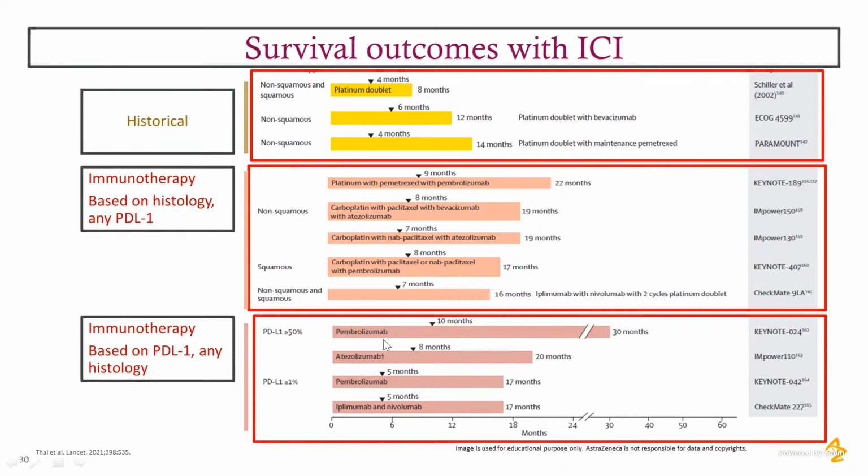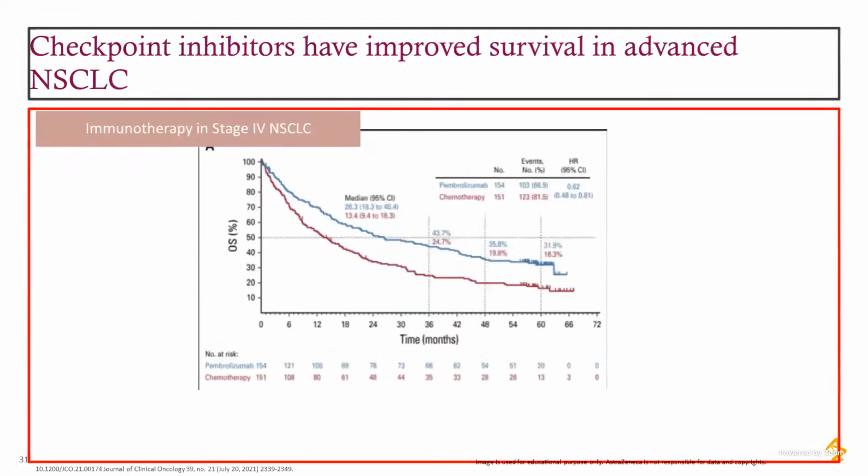Immunotherapy based on PD-L1 and any histology, we can see here that with PD-L1 greater than 50%, single agent pembrolizumab, overall survival has improved to 30 months. We can compare here, and we have not subjected the patients to systemic chemotherapy, so the side effects are low, ease of administration is high. And if we use atezolizumab, overall survival is 20 months. And if PD-L1 is greater than only 1%, with pembrolizumab, overall survival is 17 months. It is still better. And ipilimumab and nivolumab, it is 17 months. So we can see here that immunotherapy has drastically improved the overall survival in non-small cell lung carcinoma.